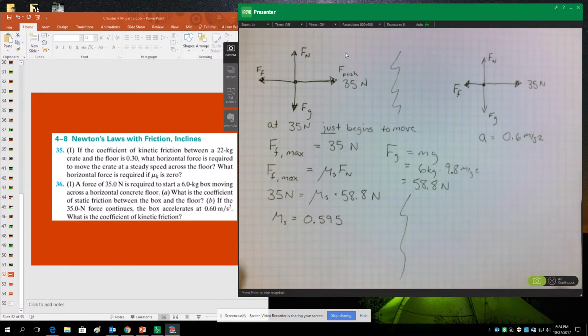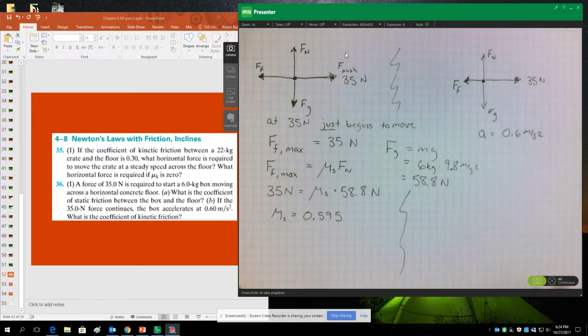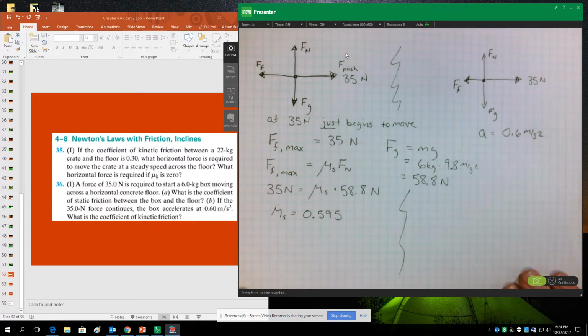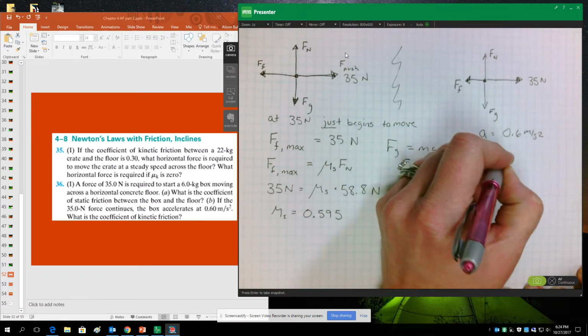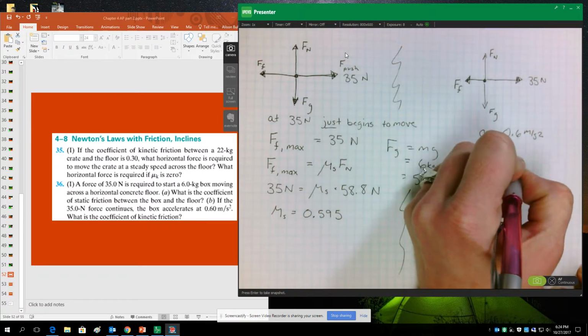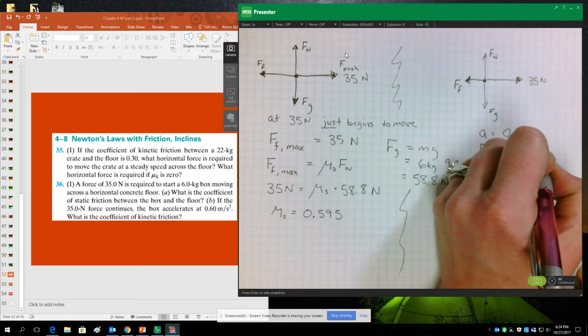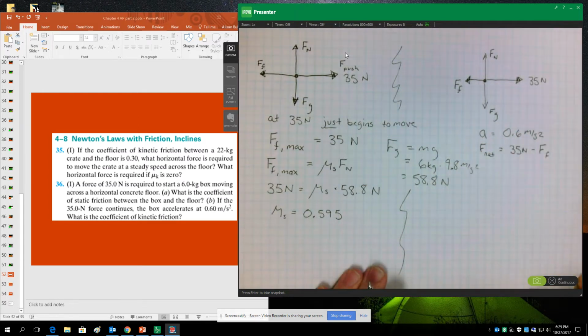Picking up where we left off, the acceleration we know is to the right at 0.6 meters per second squared. And so we know that the net force needs to be something other than 0, and it's equal to 35 newtons minus the force of kinetic friction.